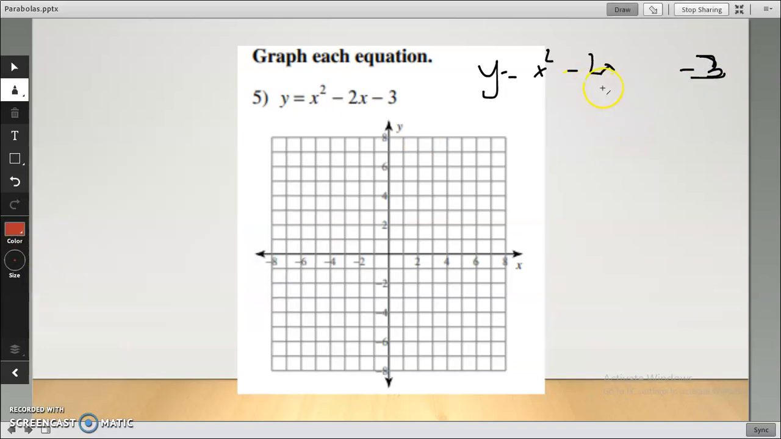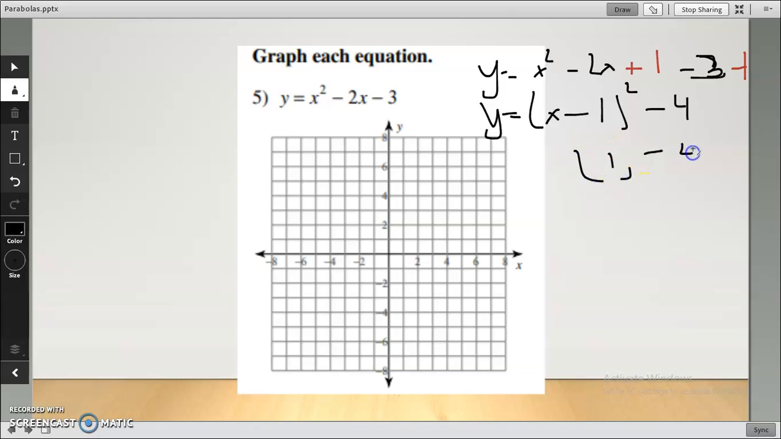Alright, so if I divide by 2, I get 1, and 1 squared is 1, so I'm going to add 1. So I have to do the opposite, so I'm going to subtract 1 from here. Okay? So I get y equals x, and I always take the sign that I have here. So this is x minus 1 squared, and then minus 4. So the vertex is going to be 1, negative 4.